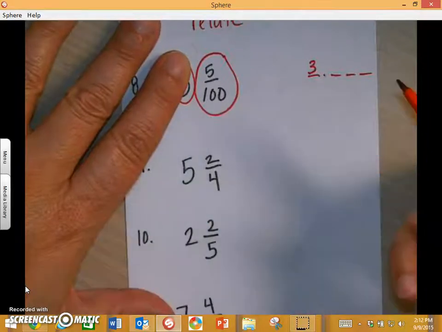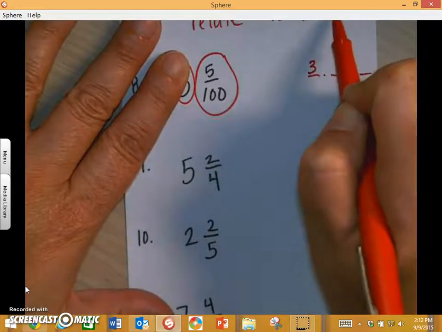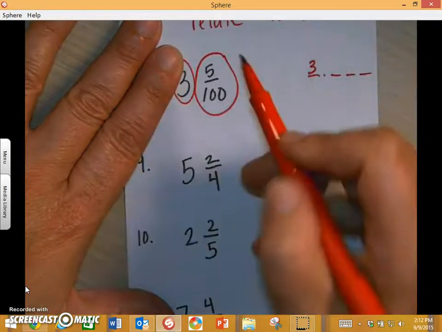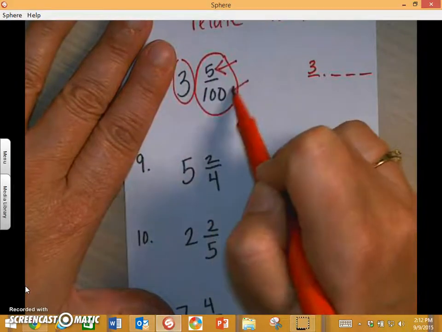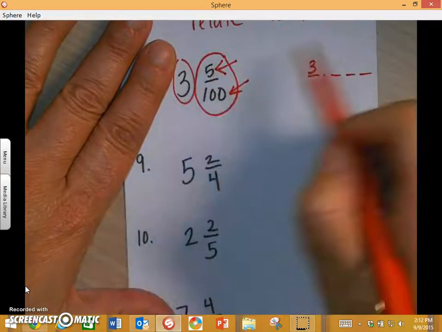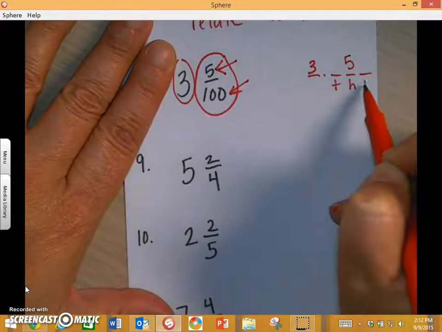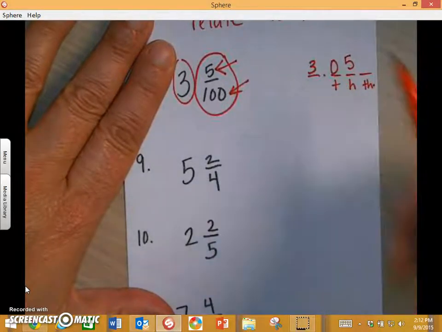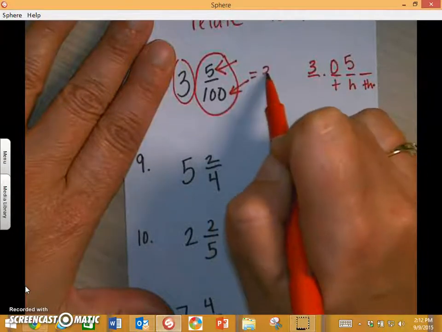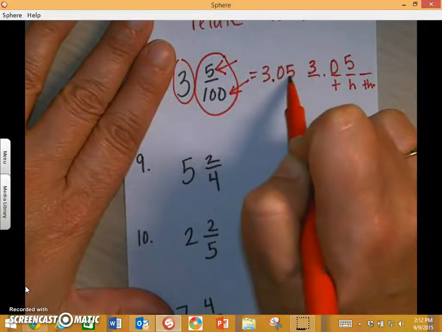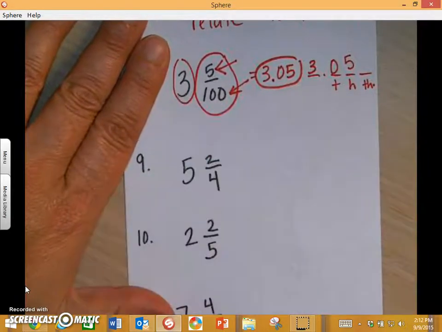Well, this one's easy to do because we know that if they have a denominator of 10, 100, or 1,000, we just put the numerator, that digit 5, in the hundredths place. So the last digit, which is a 5 in this case, has to be in the hundredths place. We fill a 0 in there. So the way we make this fraction equal a decimal is 3.05. 3 and 5 hundredths.